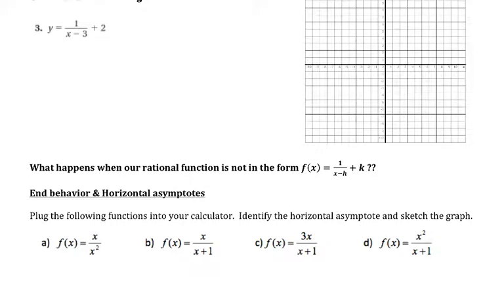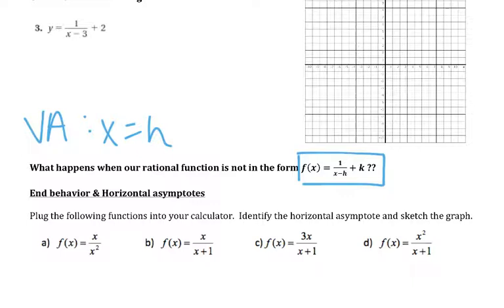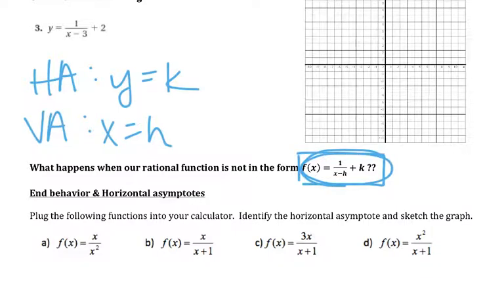Earlier this week, we looked at vertical and horizontal asymptotes when we had rational functions in this form, 1 over x minus h plus k. The h tells us that our vertical asymptote is at x equals h, and k tells us that the horizontal asymptote has moved up. It's at y equals k. But what happens when our function is not in this format? Most rational functions are not in that format to begin with. So we're going to take a look at what that looks like.